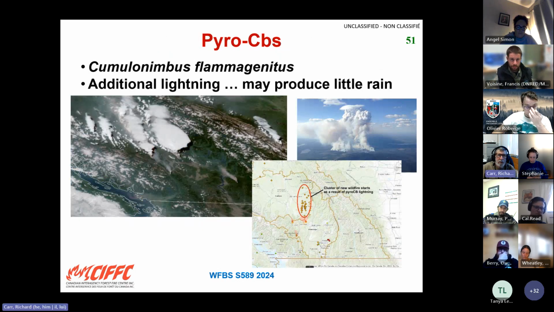So related to that, we've got our pyro-CBs, or if you prefer the Latin term, the cumulonimbus flammagenitus, or flammagenitis, however you want to pronounce that last part of it there.